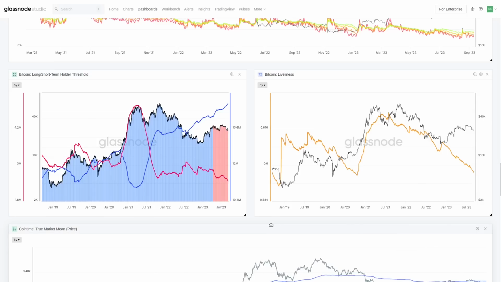And in this particular instance of the chart, we've also overlaid a color zone. So the red is showing you which supply is actually classified as short-term holder, and blue is long-term holder. So this uptick, this climbing of long-term holder supply, is essentially showing you the coins that were acquired in the first couple of quarters of 2023.